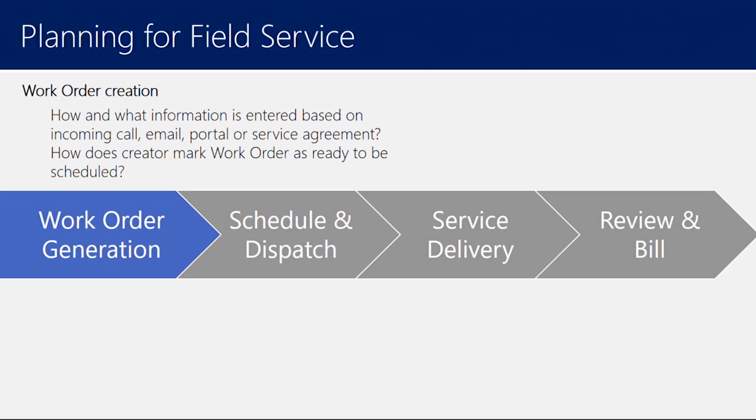When you're talking about how these work orders are going to be created, the other thing to keep in mind is what information is going to be entered based upon where it's coming from. If it's coming from an email or a portal, what information are we capturing, and what is important in order for us to move forward? The other thing to understand is, once that work order has been created, how do we mark it as ready to be scheduled, so it can go into our schedule board and we can hand it off to our scheduler and dispatcher, who can physically go in and modify it?